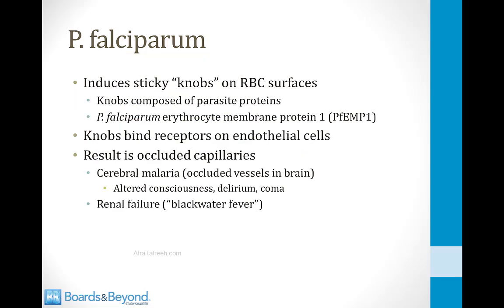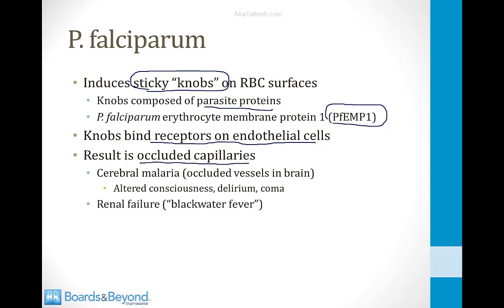Another feature of falciparum that leads to more severe disease is the presence of sticky knobs on red blood cell surfaces. There are knobs in red blood cells infected with falciparum that are composed of parasite proteins. Plasmodium falciparum makes something called erythrocyte membrane protein 1, which is called PfEMP1, and this goes to the surface of red blood cells, and it looks like little knob-shaped proteins. These knobs can bind to receptors on endothelial cells. This means that red blood cells infected with falciparum are more likely to gum up and occlude capillaries.